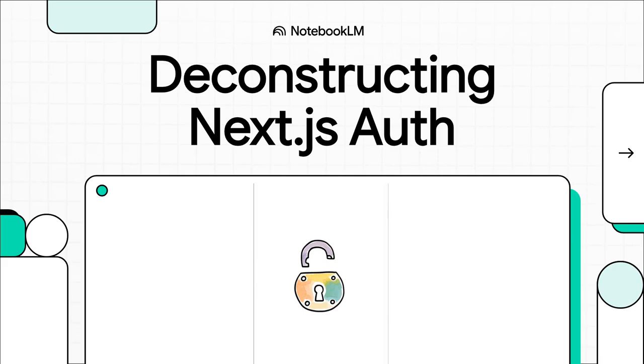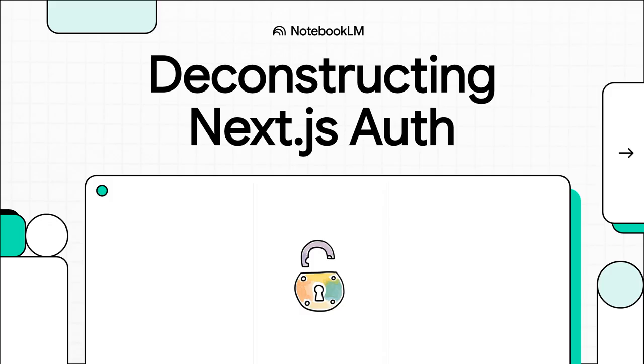So if you've ever followed a Next.js tutorial, you've probably built a login form. And it works. It feels like a big win, right? But here's the question that keeps security folks up at night. Is your app actually secure? In this explainer, we're going to deconstruct what it takes to go from that simple working form to a truly production-grade authentication system that can handle real-world threats.